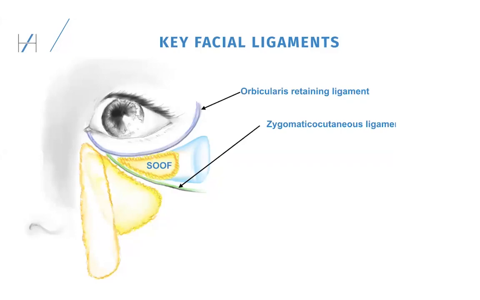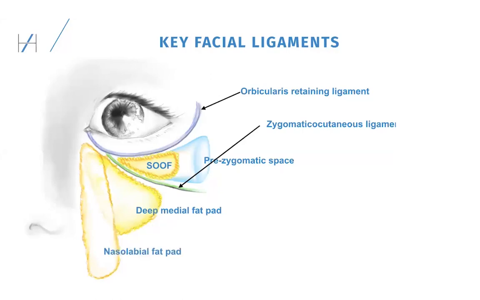The next one here, as you can see, the fat pad there is the SOOF. We've got the prezygomatic space as this blue sort of space that, as I described earlier, is compartmentalized by your orbicularis retaining and your zygomatic cutaneous. So it's a great space to put product into because it can't go anywhere or migrate. The next one there is a deep medial fat pad and then the nasolabial.